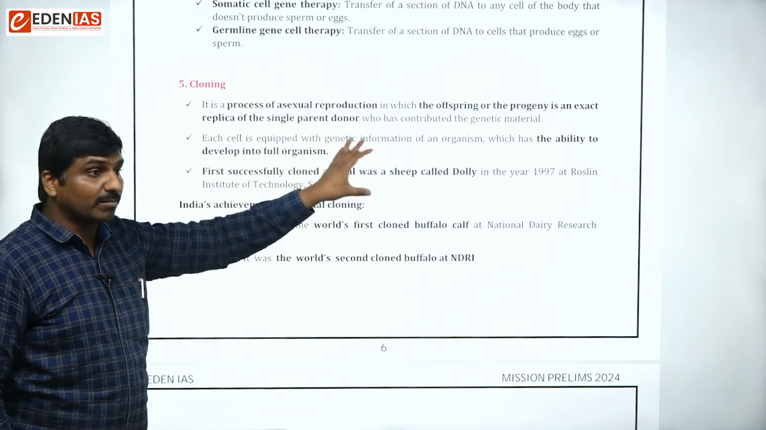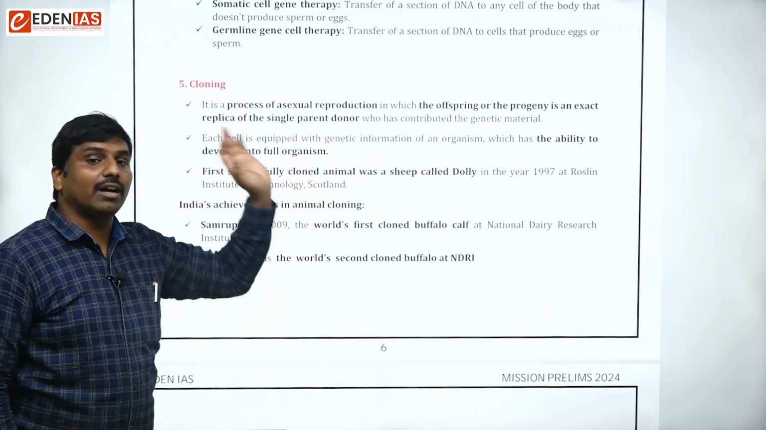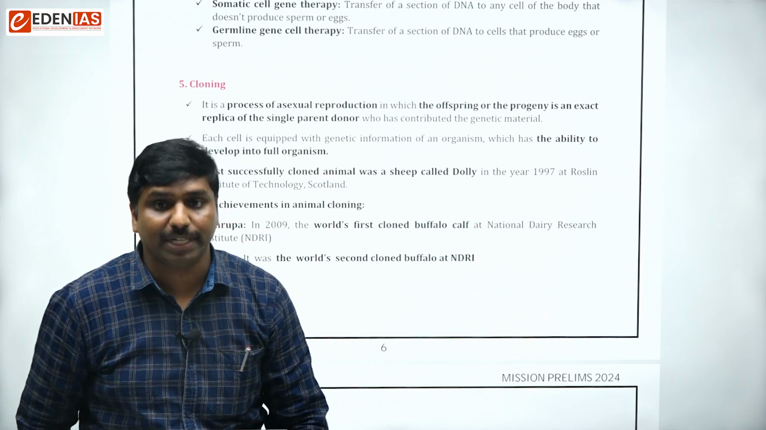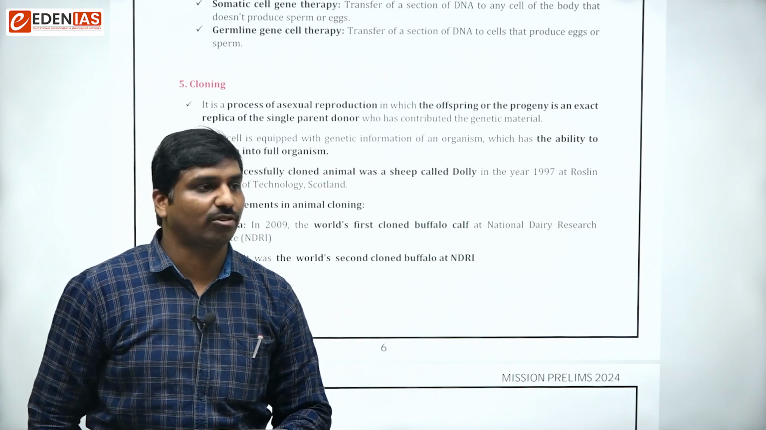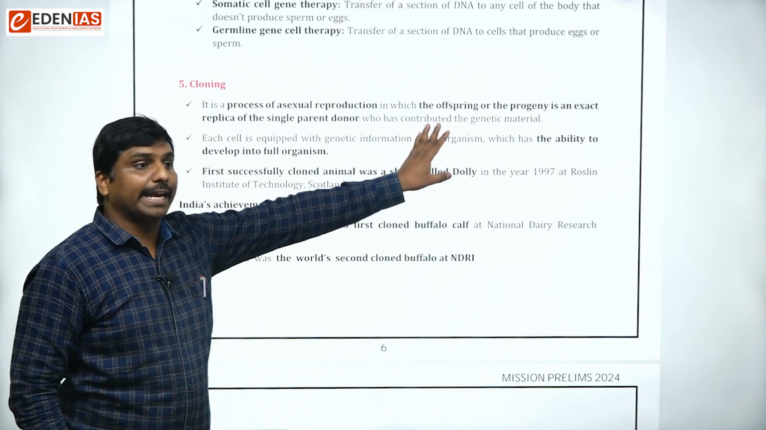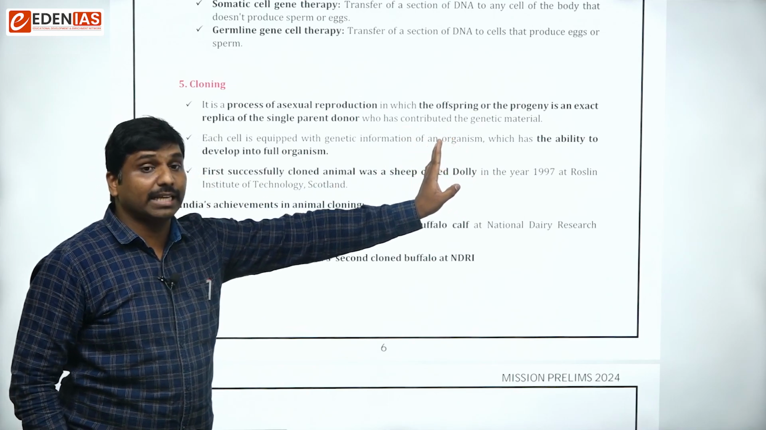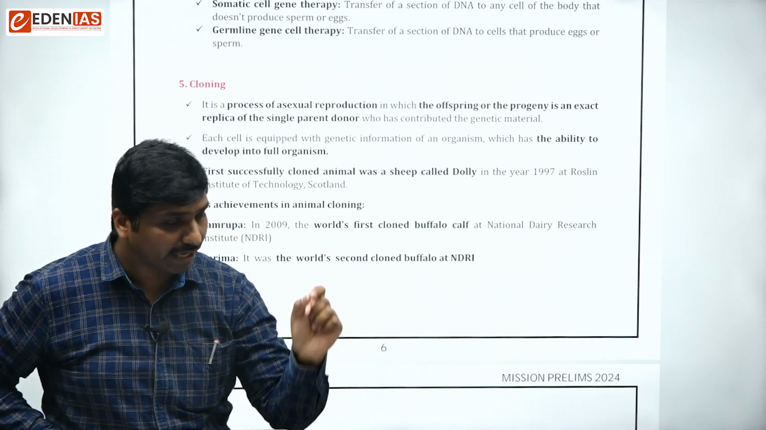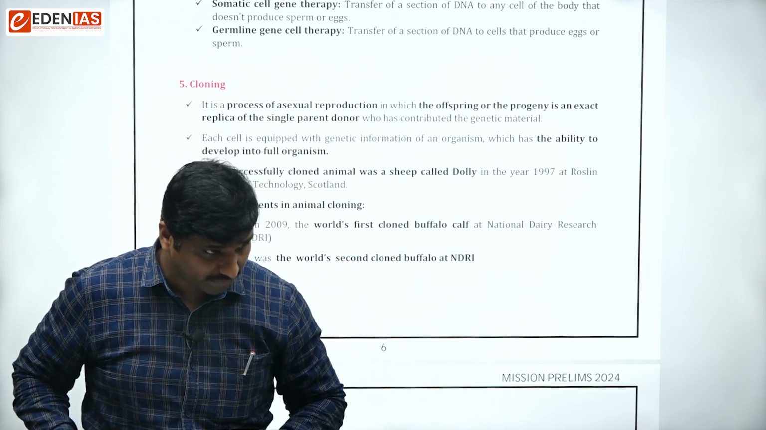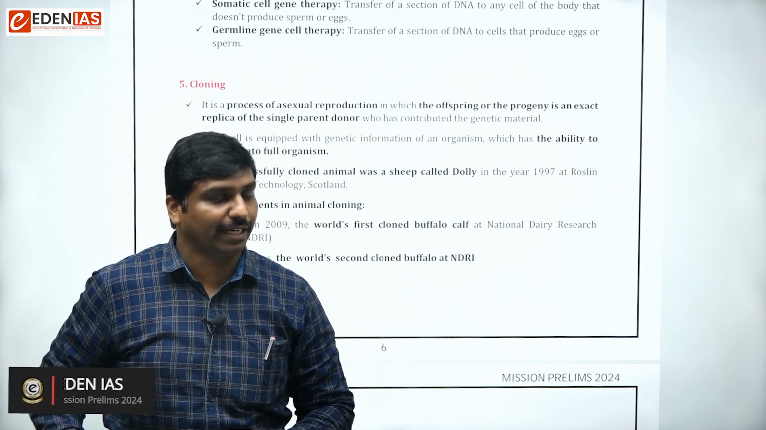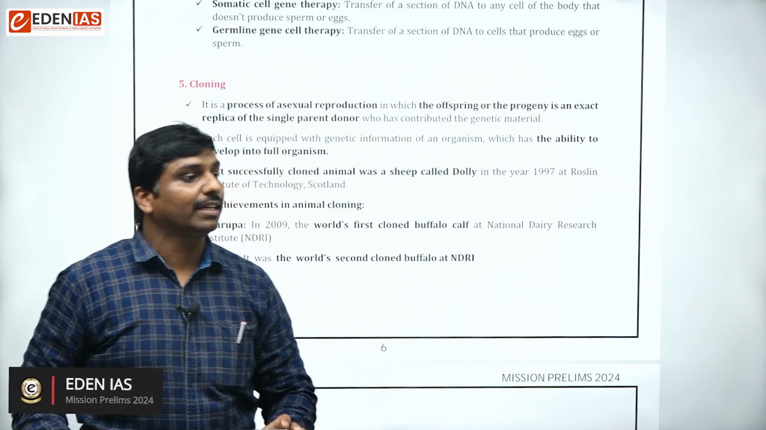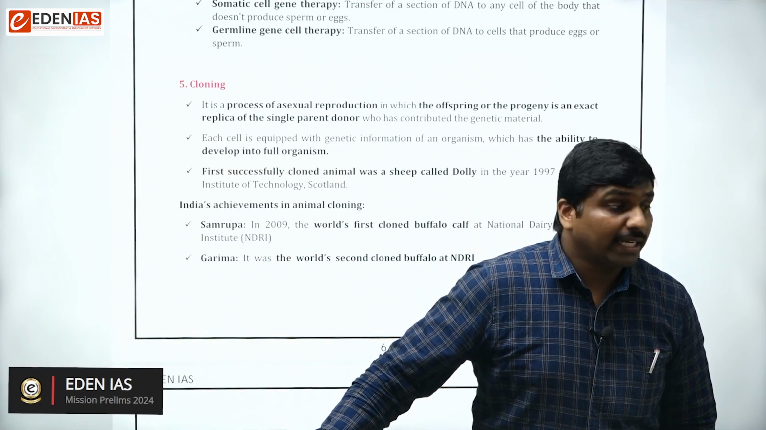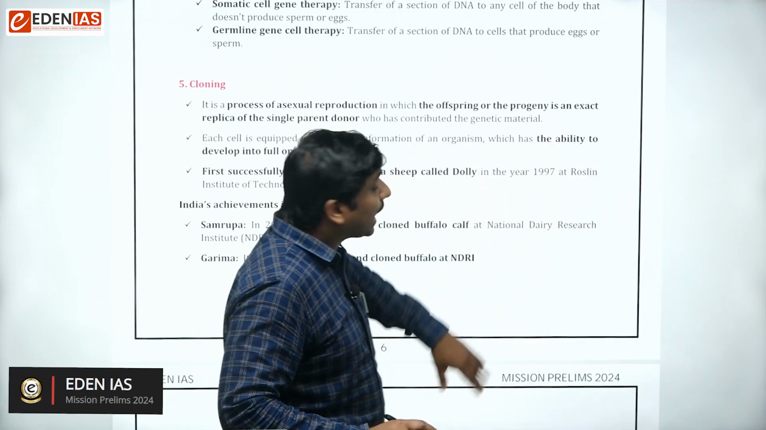If you look from that perspective, the first successful organism produced by the process of cloning is a sheep. The name of the sheep is Dolly. Dolly was developed by a scientist called Ian Wilmut. His name is Ian Wilmut, you can write it down somewhere. He is the person behind the entire process of cloning.